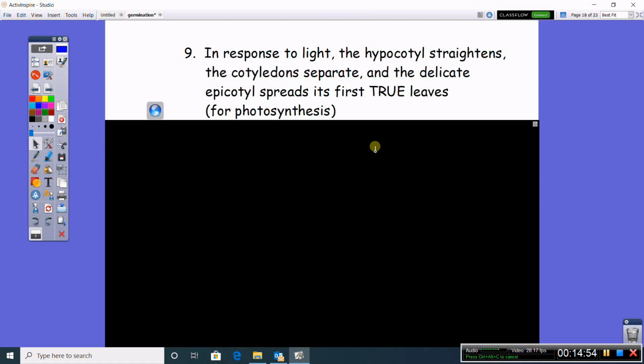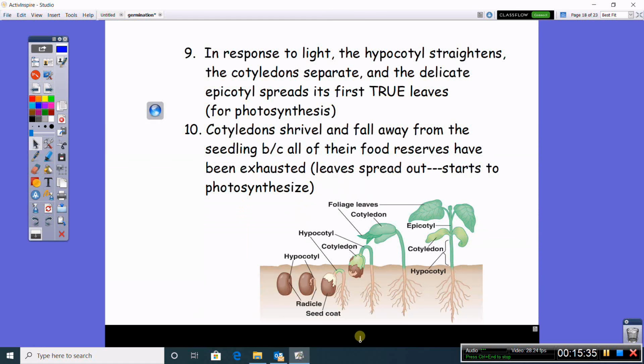So in response to light, the hypocotyl straightens. So remember, it comes through the soil as a hook, but then light allows it to straighten out. The cotyledons separate, and the delicate epicotyl is going to spread its first true leaves. So here's what you have to think about. When a seedling is still in the soil, it's getting the nutrients it needs to grow from the endosperm, because if it's still in the soil, it can't do photosynthesis yet. But once it gets above the soil and can spread out those leaves, then it can photosynthesize.